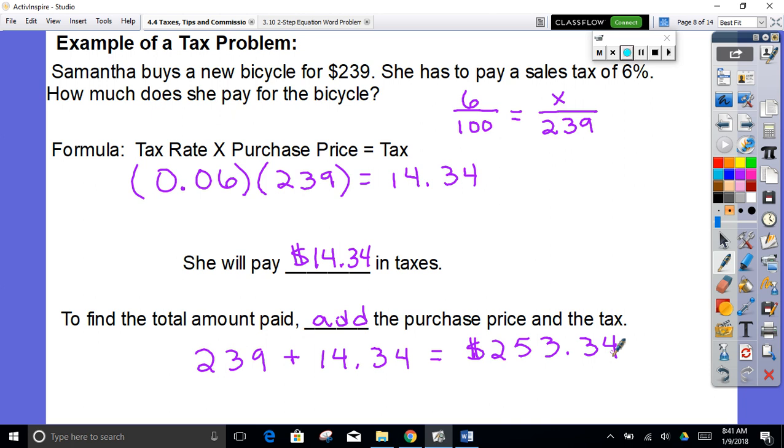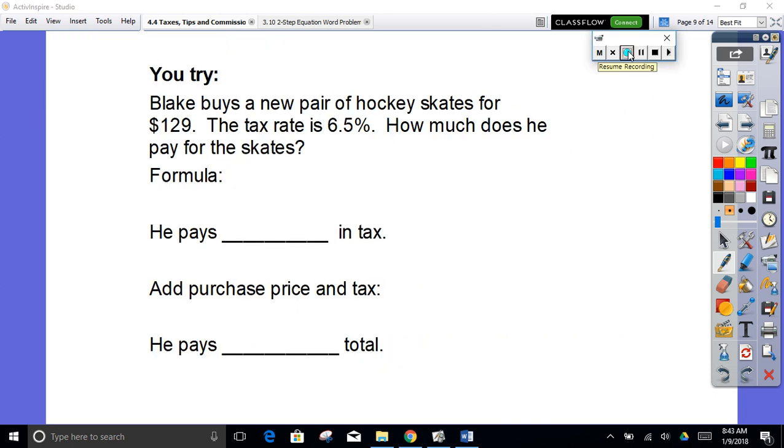Okay, the next slide is one for you to try, so I'll give you a minute to work on that and then we'll talk about it. Okay, let's talk about this. So, Blake buys a new pair of hockey skates for $129. The tax rate is 6.5%. How much does he pay for the skates? Irene, what equation or proportion did you use? What way did you do it?